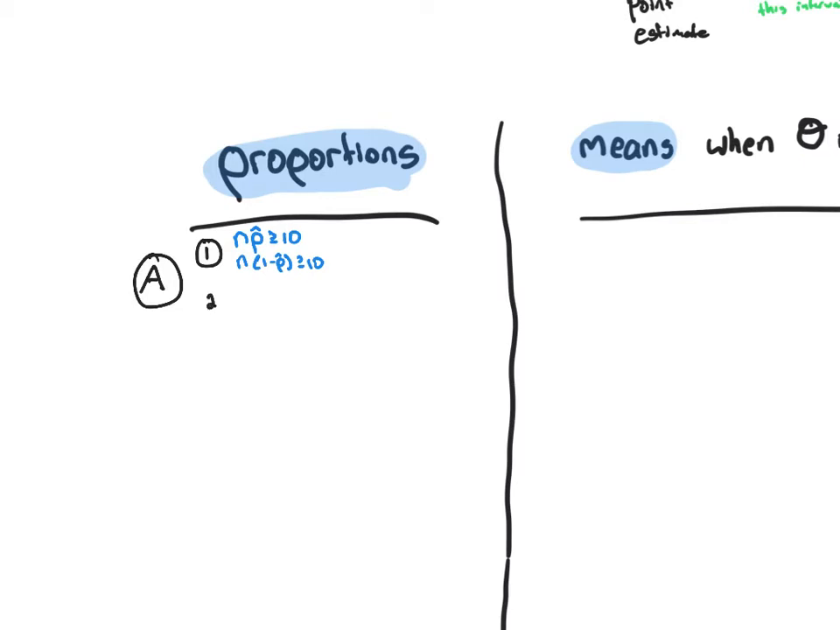Okay. Second, we need random. We got to have random. Random sampling, random selecting, random something. It's got to be random, right? That keeps it unbiased. And then number 3, we're usually going to check the 10% rule.